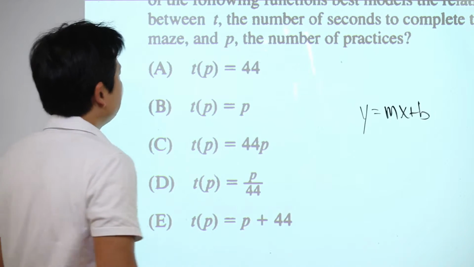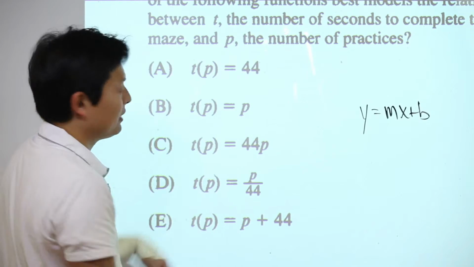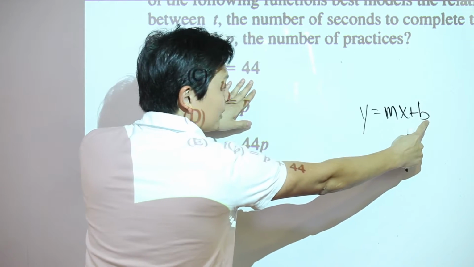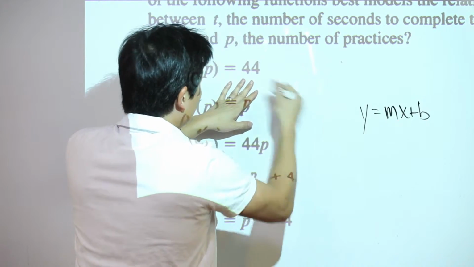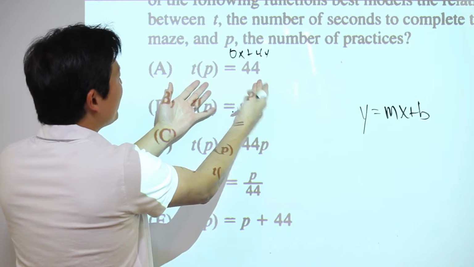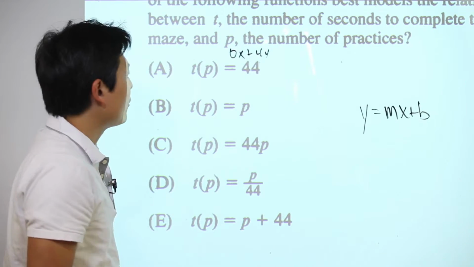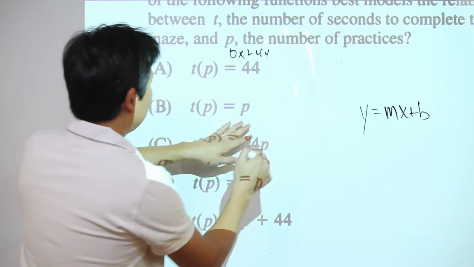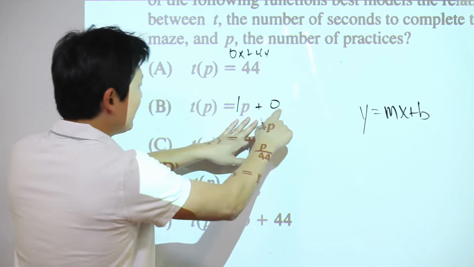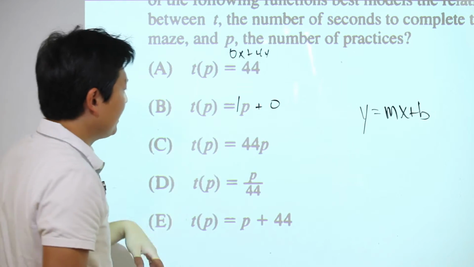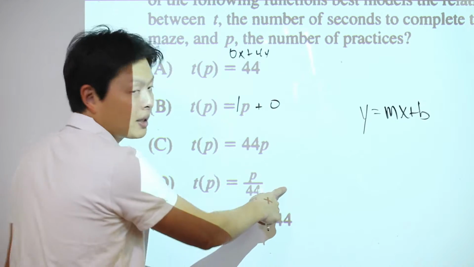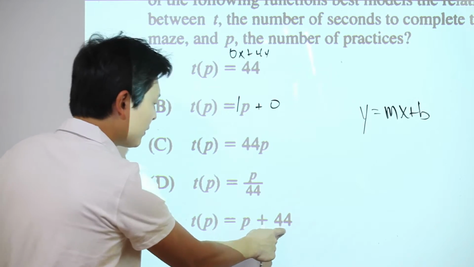So what do we have here? These are your y's, right? T of p, f of x. Those are always y. So y equals 44. That's just the number. We don't have an x. Well, we do, but it's a 0x, plus a 44 is what this really says. So what is the slope in this one? It's a 0 with a y-intercept at 44. This one has a slope of 1 p, or the x, and that's the input, plus a 0. So your y-intercept is a 0. In this case, your y-intercept is a 0, slope of 44. Slope of 1 over 44, y-intercept of 0. Slope of 1, y-intercept of 44.